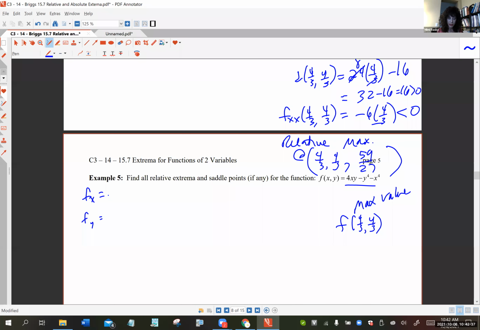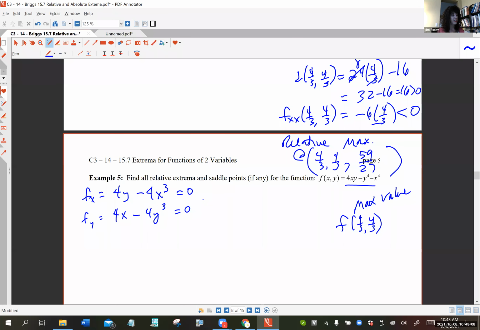So take the derivative with respect to x. I get 4y minus 4x cubed. Okay? Take the derivative again, but with respect to y. I get 4x minus 4y cubed. Set both of these partials equal to 0. This is definitely a nonlinear system, because the x cubed and y cubed terms are nonlinear.